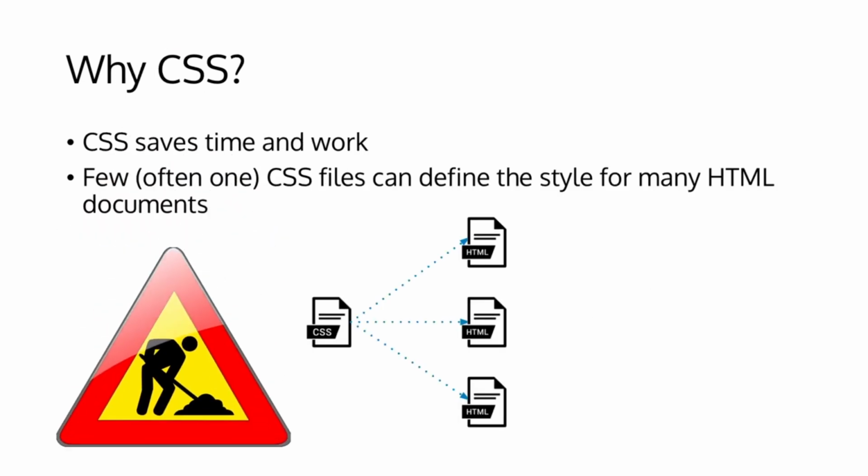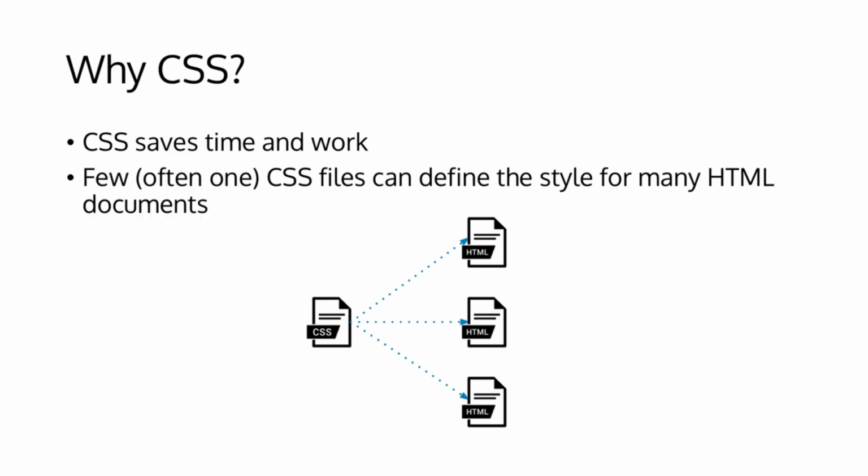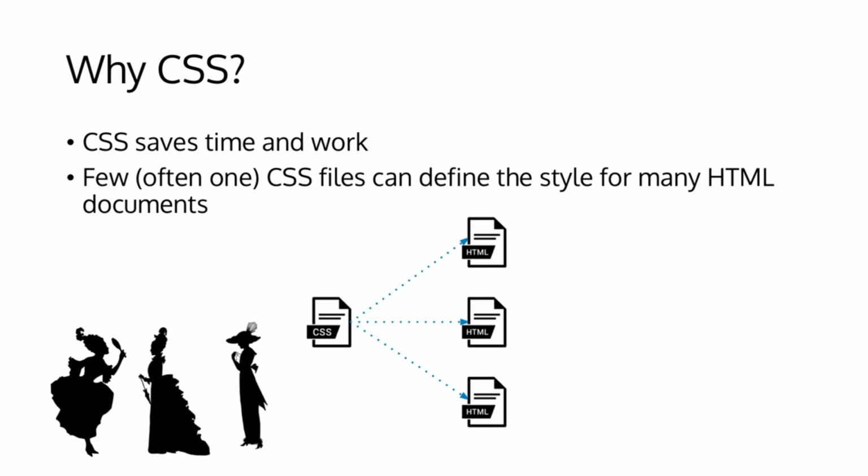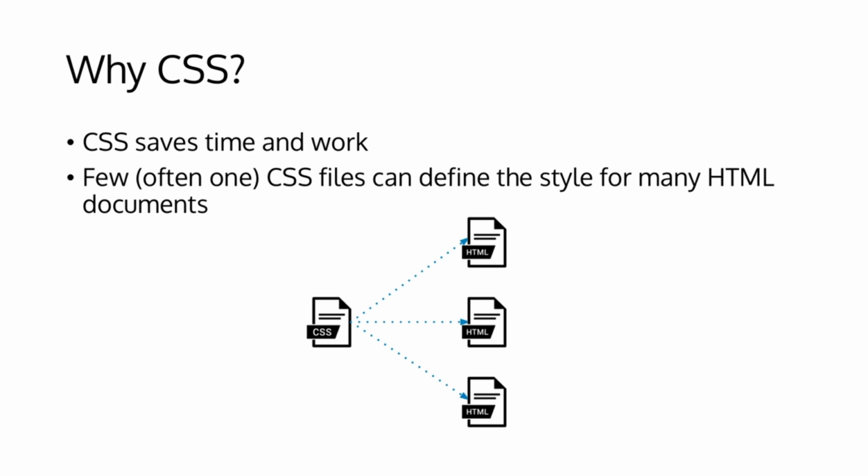CSS saves a lot of time and work. Few, and often just one, CSS files can define the style for many HTML documents. In the old days, each HTML document had to have its own separate style information. You could imagine that this could be a headache for web developers, especially when dealing with very large websites, where if you change an HTML element's style on one page, it won't reflect on any of the other pages. You have to go to all the pages and change that same element manually.